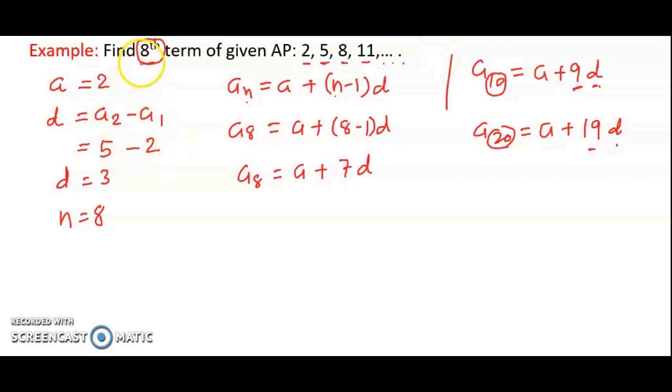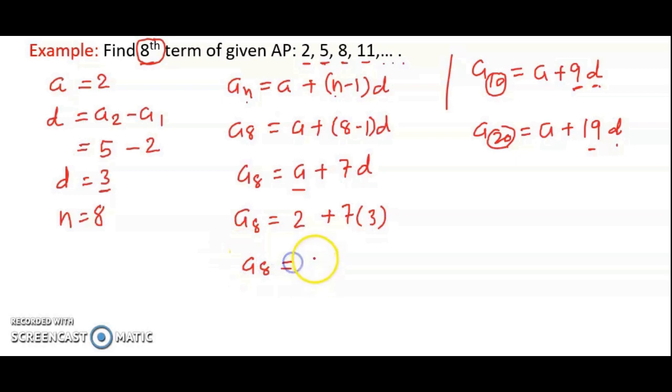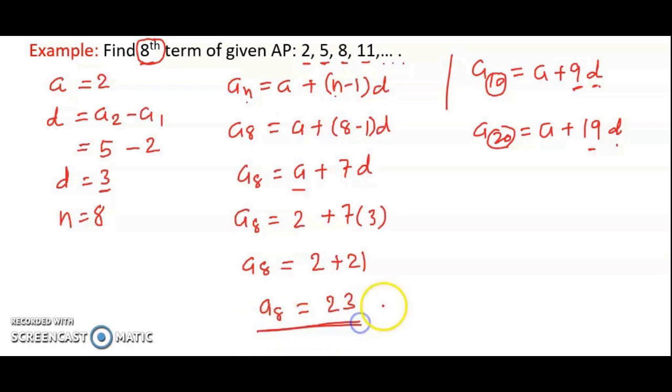So here we want to find the 8th term of the AP. We can write a8 equals a plus 7d. Here a is 2, that is given, 7, and d that we have calculated is 3. So we get the 8th term of the arithmetic progression, that is 2 plus 21, which is equal to 23. So the 8th term of this arithmetic progression is 23. This is our answer.